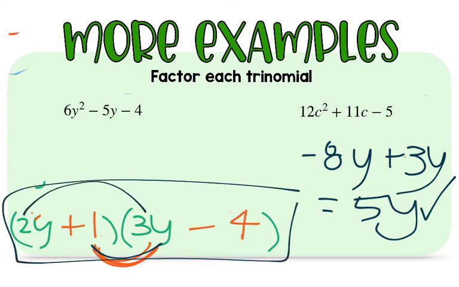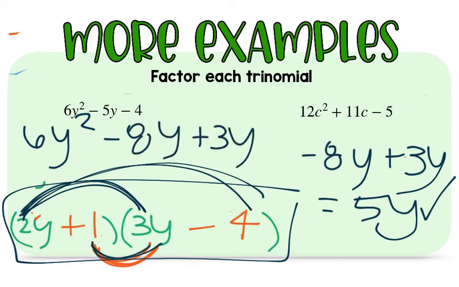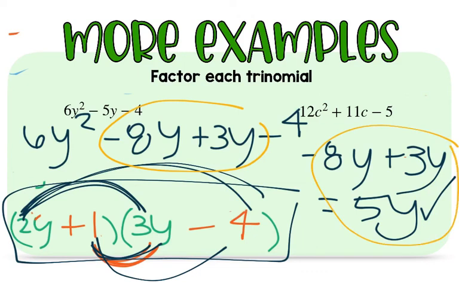When I FOIL this out, and I'll actually show you, you'll get the correct thing. So 2y times 3y is 6y squared. 2y times negative 4 is negative 8y. 1 times 3y is 3y. And 1 times negative 4 is negative 4. And when I combine these together, I get the negative 5 that we already talked about over here. And all of those match that original trinomial.